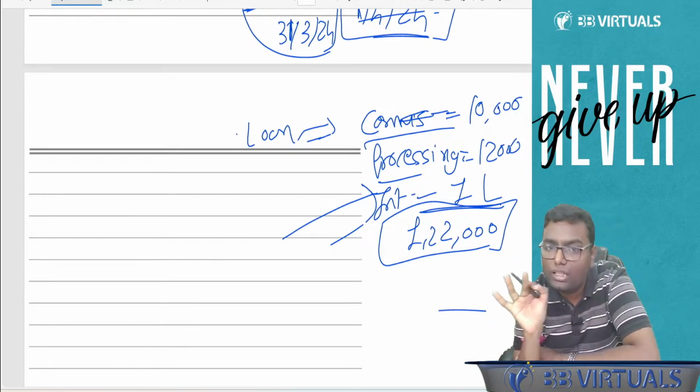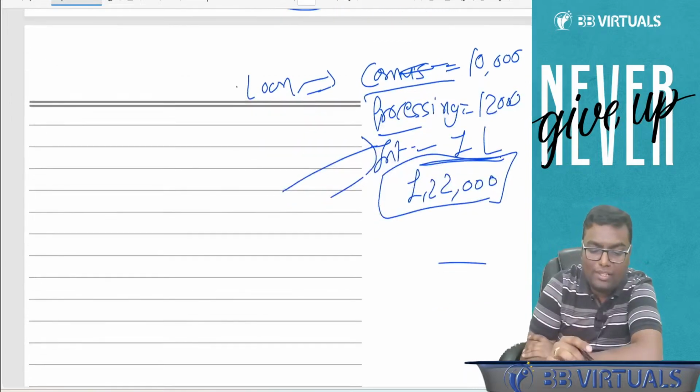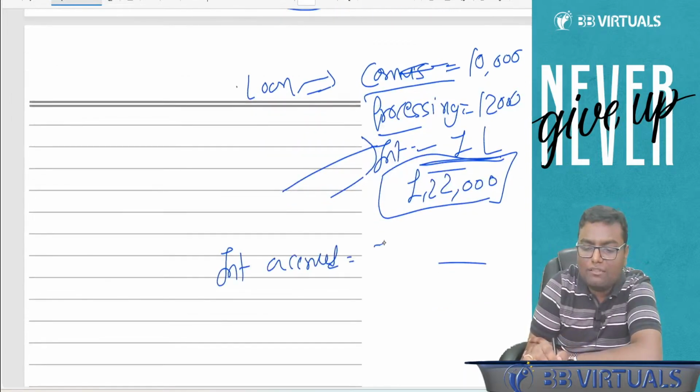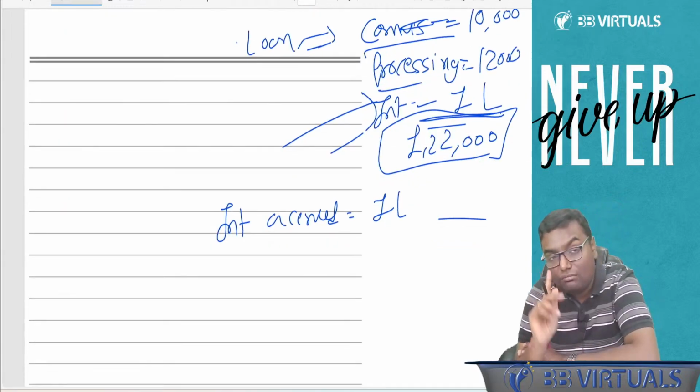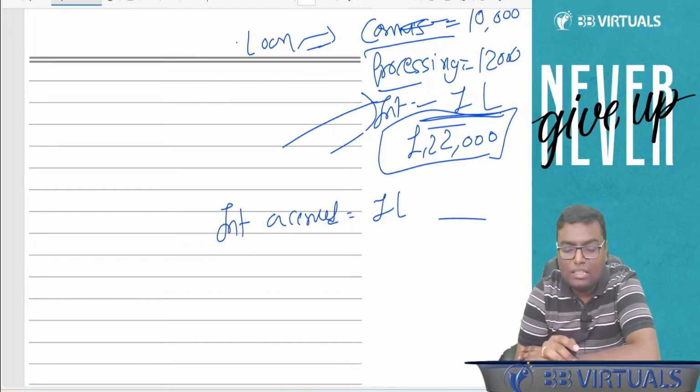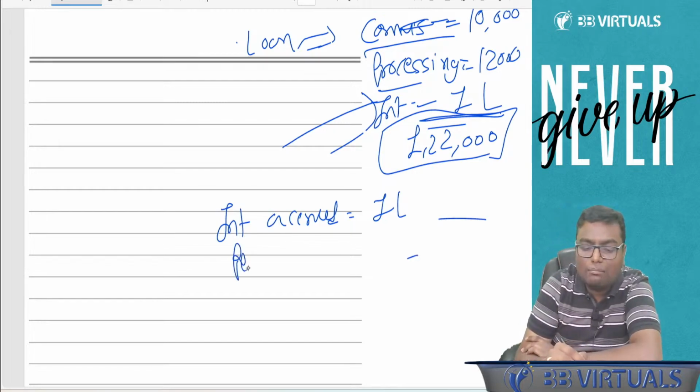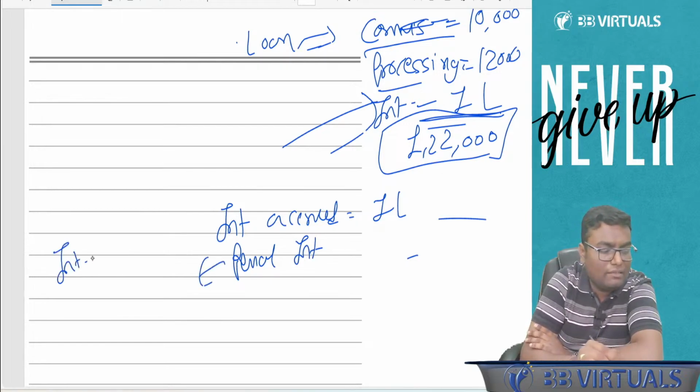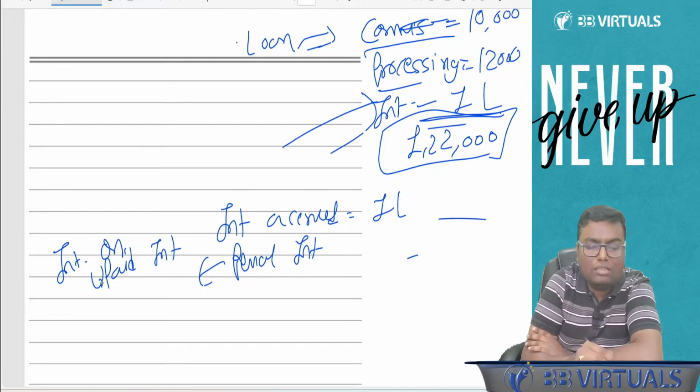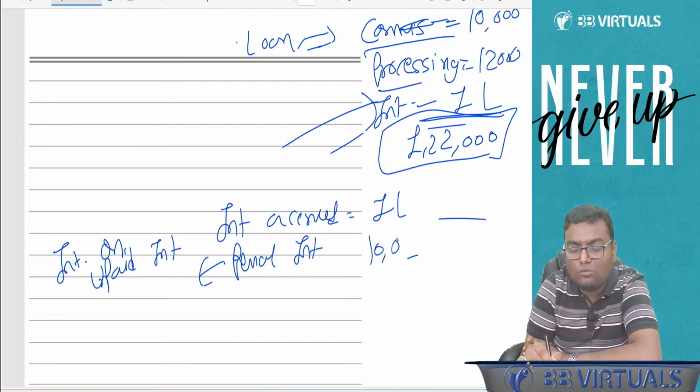Deduction is only of what? Interest. One more point. Let's say my interest, which is accrued during the year, is rupees 1 lakh. But I have done a delay in paying that interest, and accordingly, the bank has charged penal interest from me. Penal interest means interest on unpaid interest, and that is rupees 10,000.